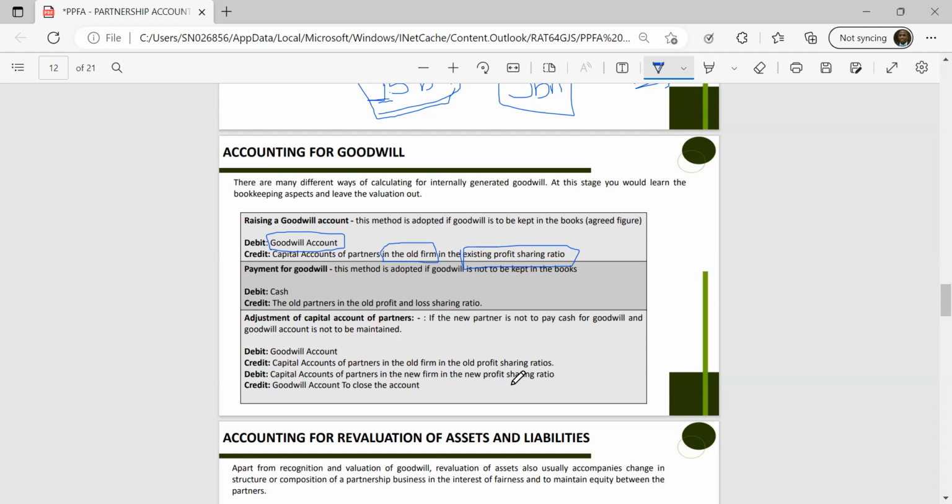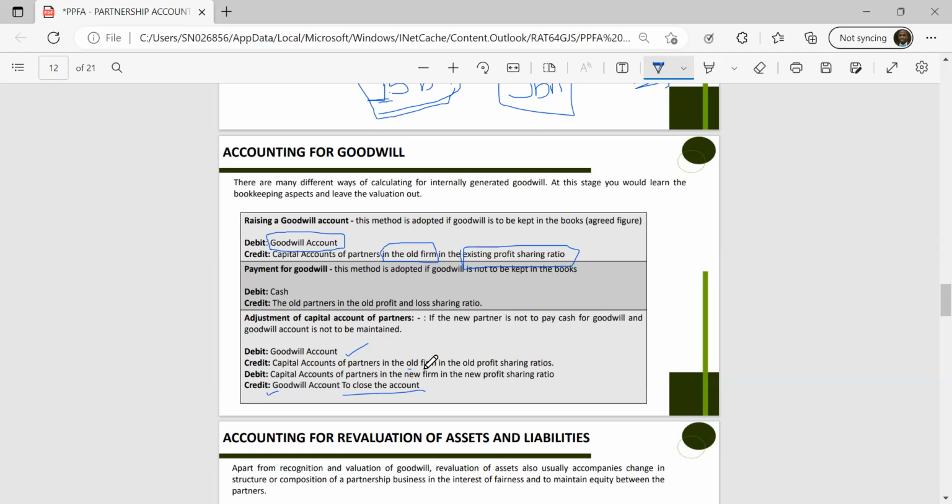It's like a two-leg transaction. In the first leg, you first of all create a goodwill account, but you can see the crediting of the goodwill as the last leg here to close the account. So just remember that the first step that we did here is to debit the goodwill account and credit the capital account of the firm in the old sharing ratio. You will now go a step further. You will now debit the account of the partners in the new firm.